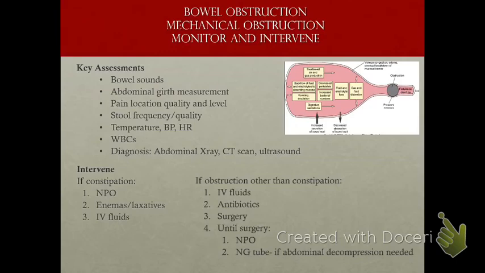Antibiotics, because we've probably got bacteria translocating across, so we're going to prevent that. Surgery, and until surgery, they have an NPO. They will probably also get an NG tube. And why do we want to put an NG tube in them? What's happening in their gut? It's distending, right? And making its way back.